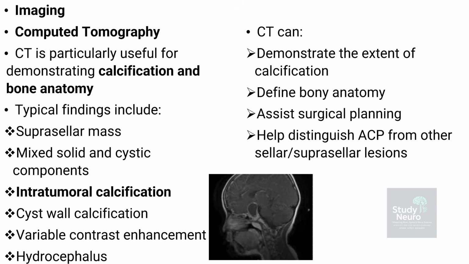When the tumor blocks the third ventricle, cerebrospinal fluid can accumulate and produce hydrocephalus. Computed tomography also shows the extent of calcification and nearby bony structures, helping the surgeon understand the anatomy before treatment. A calcified and cystic suprasellar mass, especially in a child, is a strong imaging clue for Adamantinomatous craniopharyngioma. It is not diagnostic by itself, but it should raise strong suspicion for this tumor.